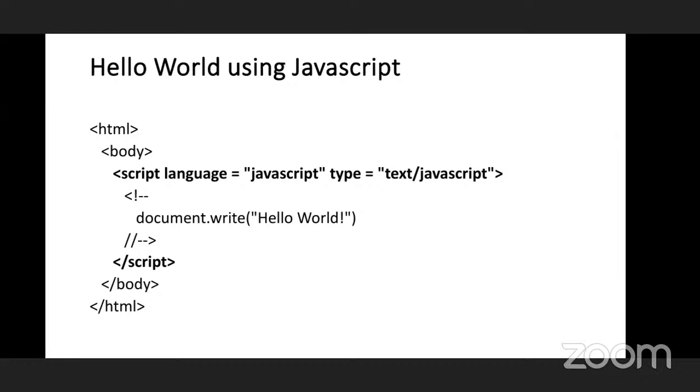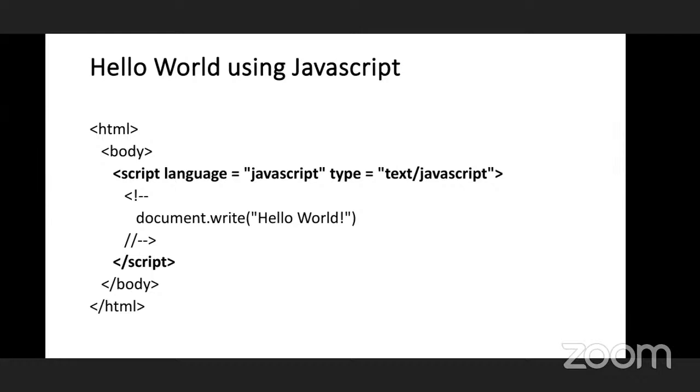If you include the script tag, it means we are writing JavaScript code here, and it must be started with the script tag. Here language and type are called attributes. Language is one attribute, type is another attribute. The language value must be JavaScript. These are predefined, and the type value must be text slash JavaScript. Now you can write your JavaScript code after this statement.